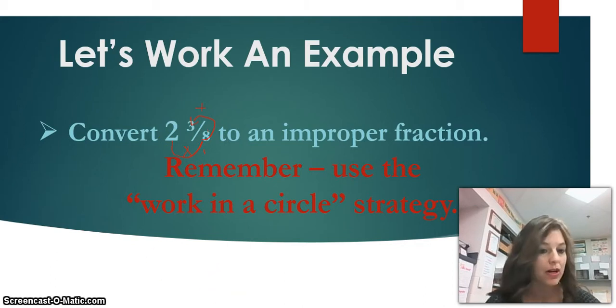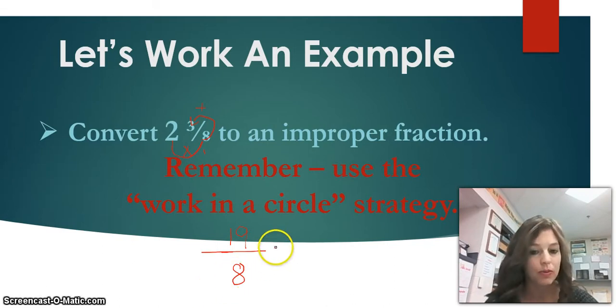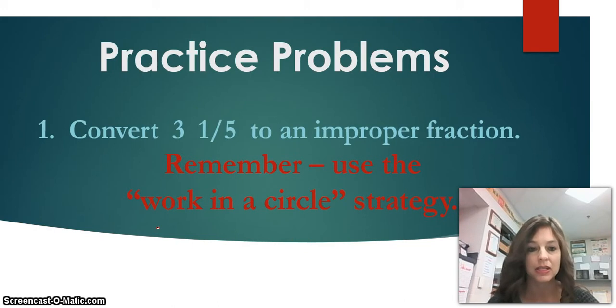So our improper fraction will be 19, and then our denominator will stay the same, 8. 19/8. That way, if I go back to make it a mixed number, I can see that 8 will go into 19 2 whole times with 3 left over, and my denominator stays the same. So 19/8 is the improper fraction because the numerator is bigger than the denominator. All right, let's look at this.